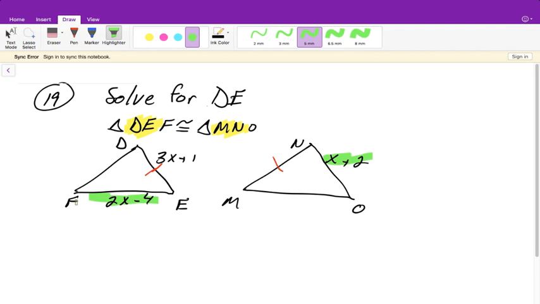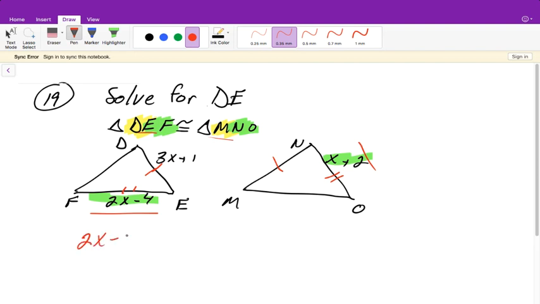So let me look. This is represented by FE. FE is our second and our third letter. NO is our second and our third letter. And FE corresponds with this NO, so we know that these are equal to each other. So I couldn't get started with my DE immediately, but I can solve for x because I know that FE is equal to NO based on my congruency statement. So I can then do 2x minus 4 is equal to x plus 2.